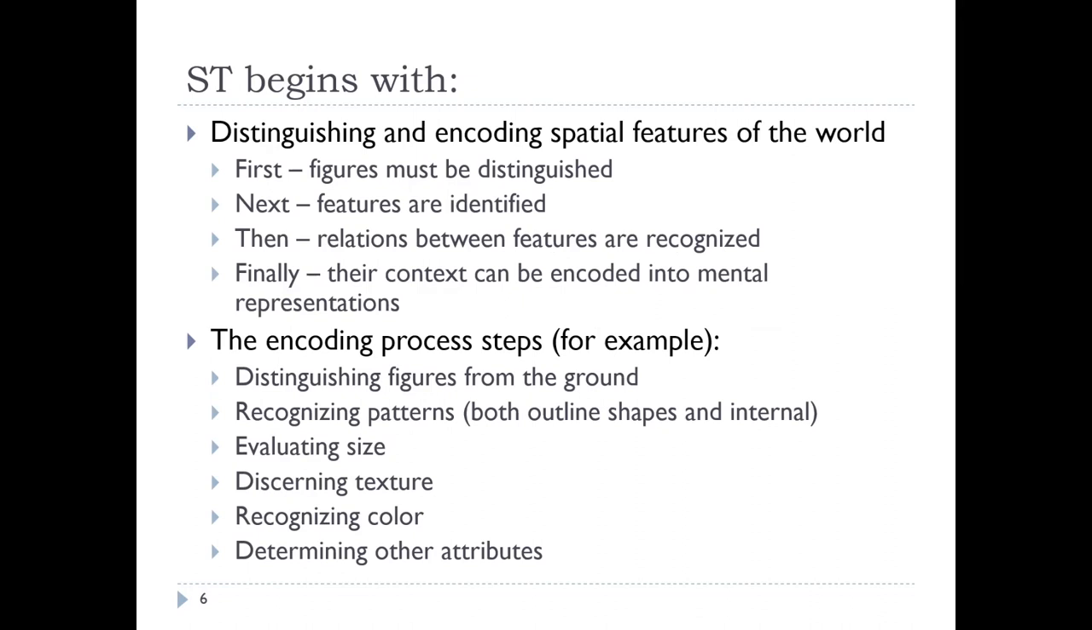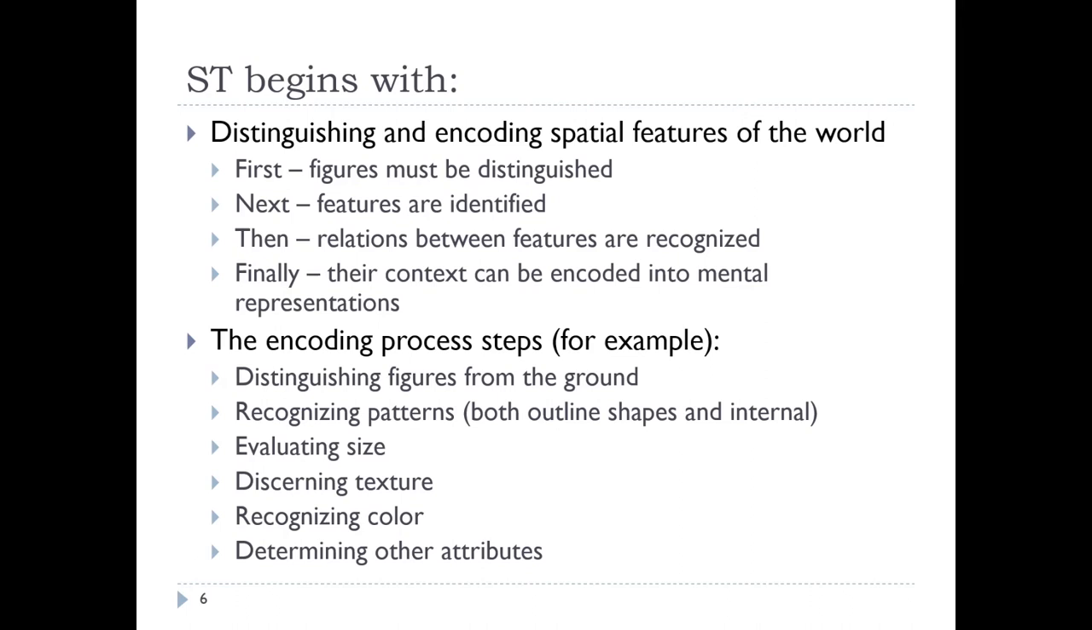So spatial thinking begins with distinguishing and encoding these spatial features, right? Relating what we're seeing so that we can deal with them. So first, we've got to identify what that feature is or what that object is. So we go, okay, there it is. Okay, what is it? Then relations between those features need to be recognized. And then finally, their context, so you can put it all together. So it sounds like it's step by step by step, but your brain does this incredibly quickly and you don't even realize that you're doing that, but you are.